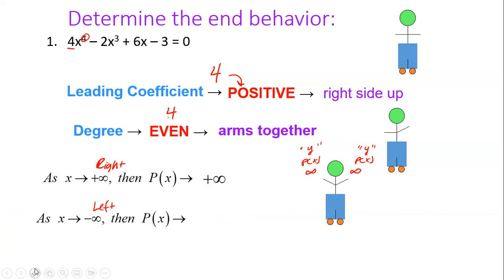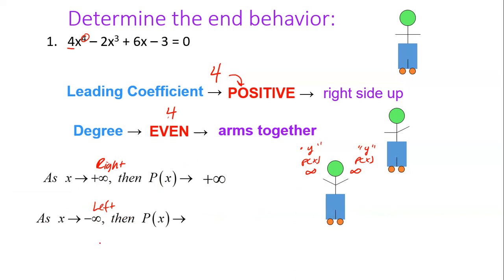I didn't write negative infinity. This right here is saying, what is your left hand doing? As x goes to negative infinity, that's your left hand. And this is saying, what is your right hand doing? And what is it doing? It's heading towards positive infinity.